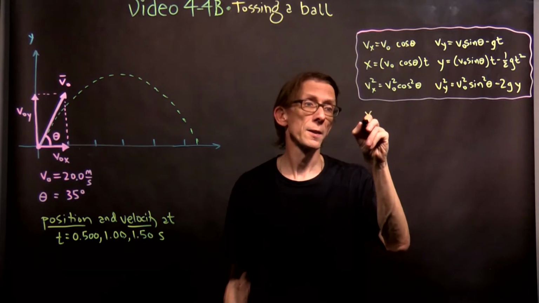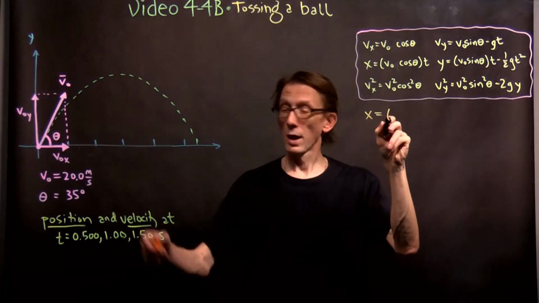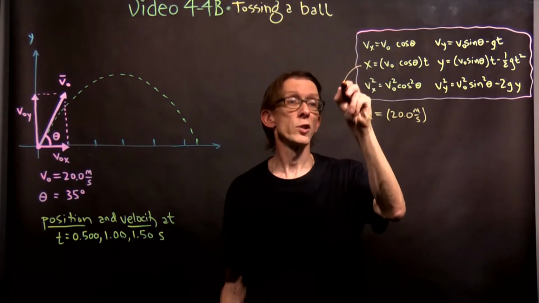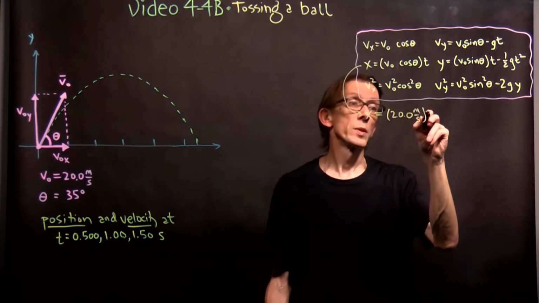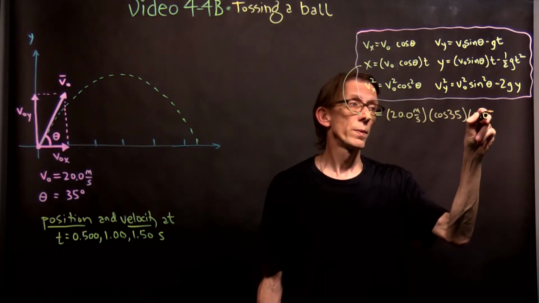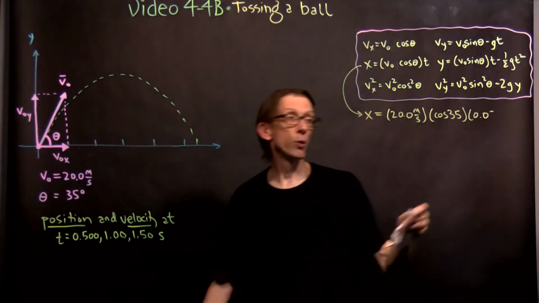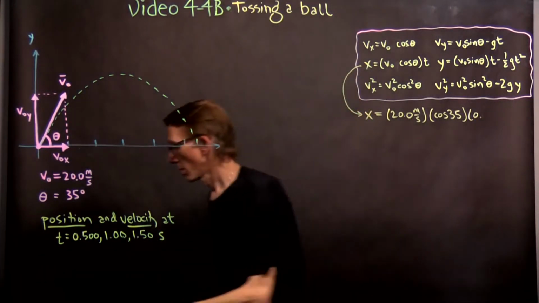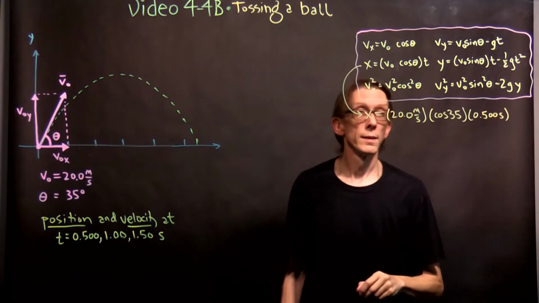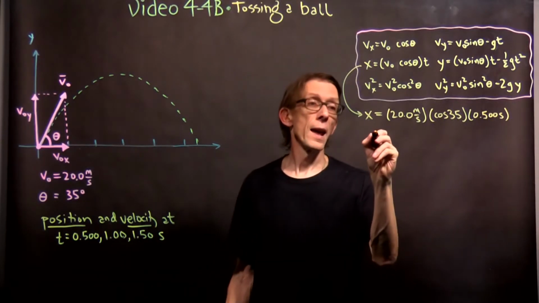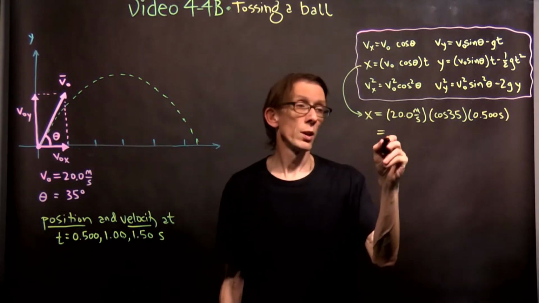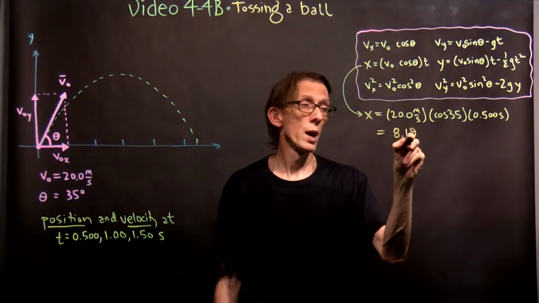X is going to be equal to 20.0 meters per second, right? This is just equation 2, times cosine of 35 times 0.500 seconds. Just plug those numbers in and you find out that after 1/2 of a second, we are at location x coordinate 8.19 meters.